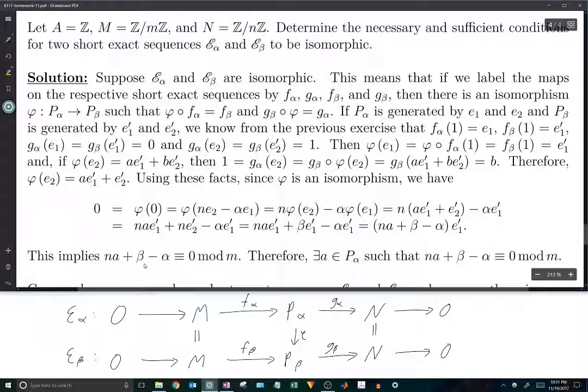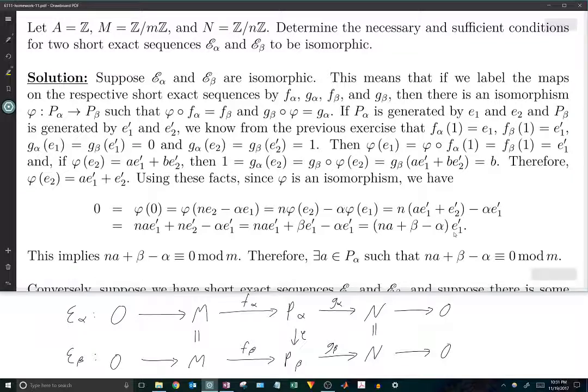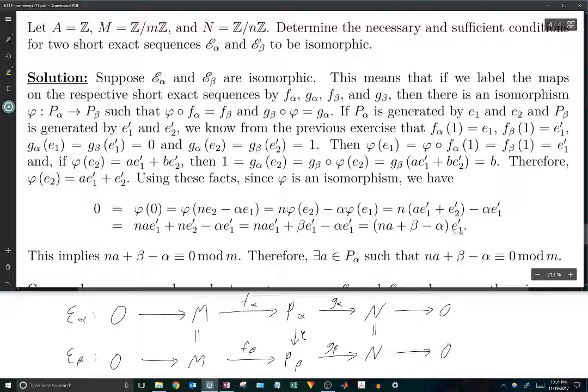So therefore, na plus beta minus alpha is congruent to 0 mod m, because this equals this mod m, or 0 equals this times this in P alpha, in P beta, and since P beta is generated by E1 prime, it is not going to be 0.